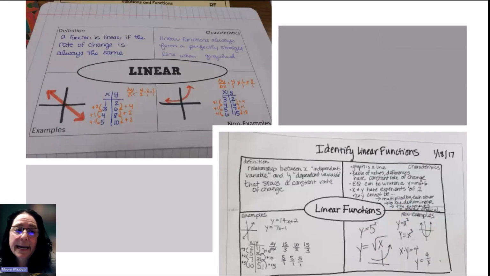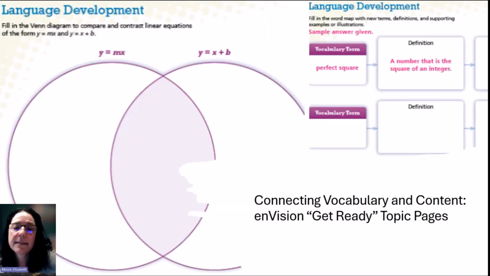Here are some examples of Frayer models for the idea of linear functions that students might have in a math notebook, or that could be done larger on a classroom wall. Envision has a variety of other graphic organizers in addition to Frayer models.